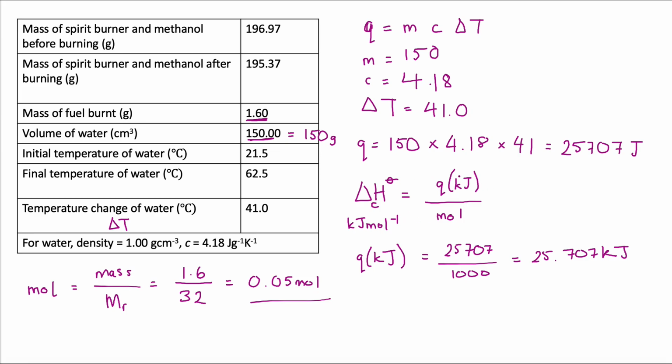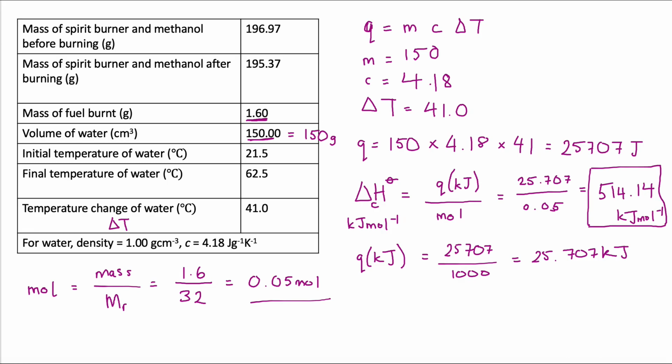So now if I go back to this equation here, my Q in kilojoules was 25.707 kilojoules. If I now divide that by my moles, which is 0.05, that's a 5. This answer is now going to be 514.14, and my units for this are kilojoules per mole. Okay, so this over here is the answer I get through my calculation.